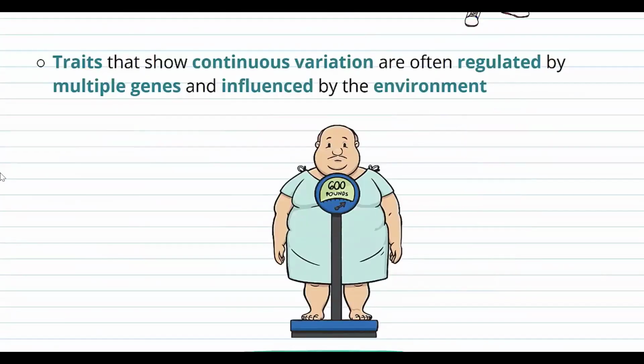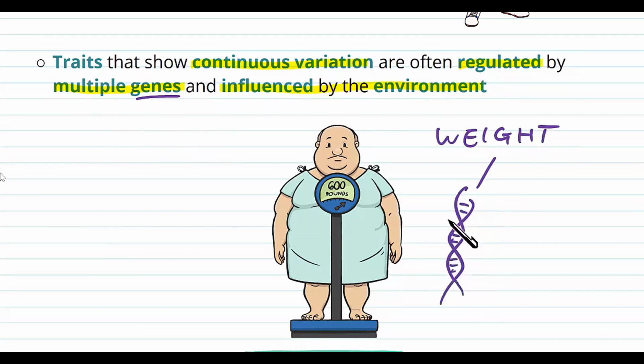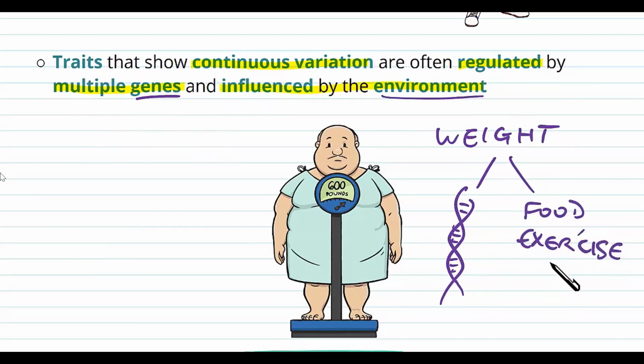And the traits which show continuous variation tend to be regulated by multiple genes and influenced by the environment. So somebody's height, for example, can be influenced by genes, of course, but as they grow, they may be underfed or overfed, they may exercise and stretch more, therefore they may actually grow to be taller. Weight is a good example, which can be influenced both by many genes, because some people are more prone to putting on weight than others, but also it's influenced by the environment, how much you eat, how much you exercise, current state of mind, and the environment and occupation that you're part of.